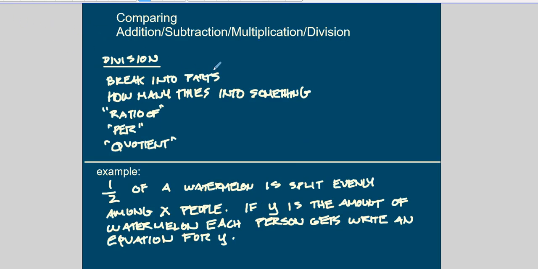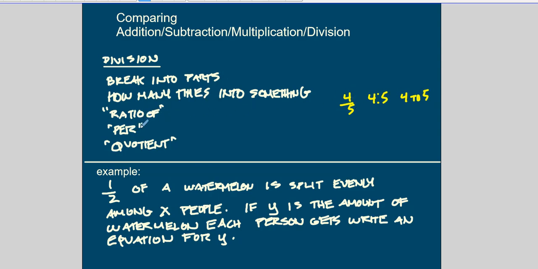And finally, we look at division. Division is breaking into parts. How many times into something? A ratio is like 4/5, which we could also write as 4 to 5. So that's another thing we should say, something to something. That means division. This fraction bar means division. So ratio implies division. It's a fraction.